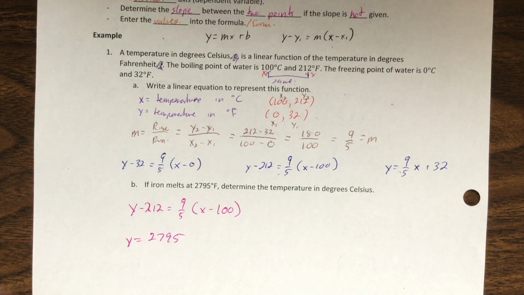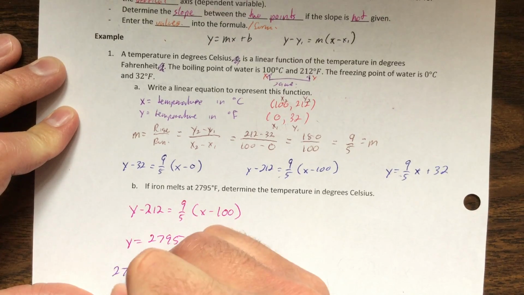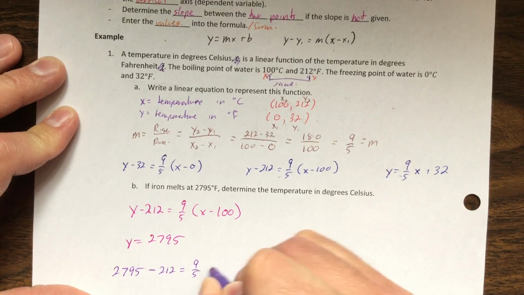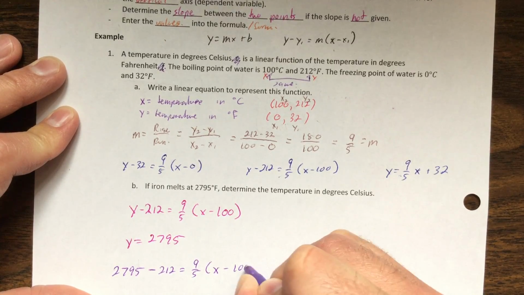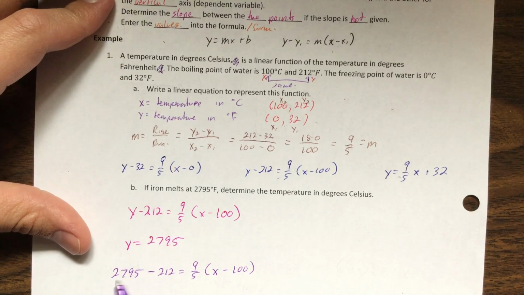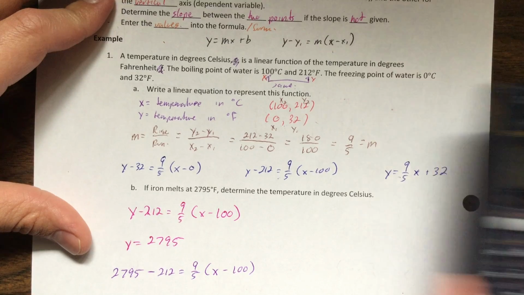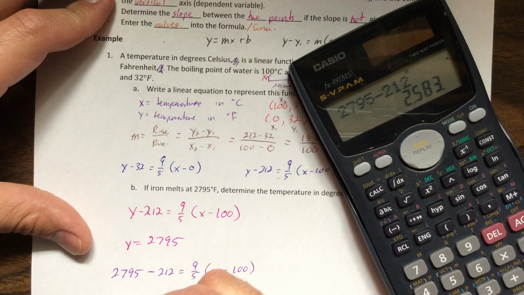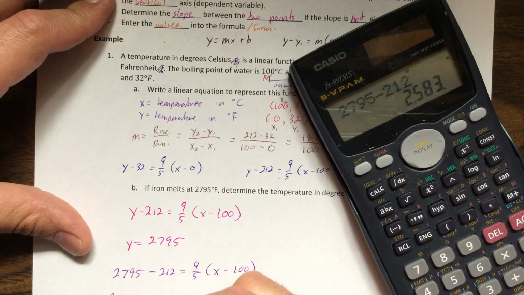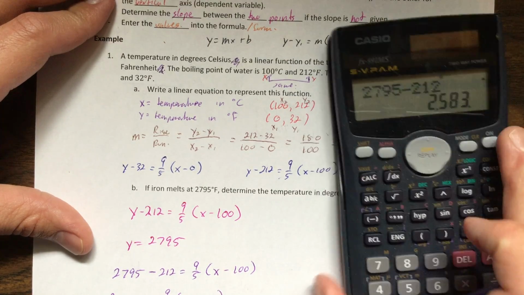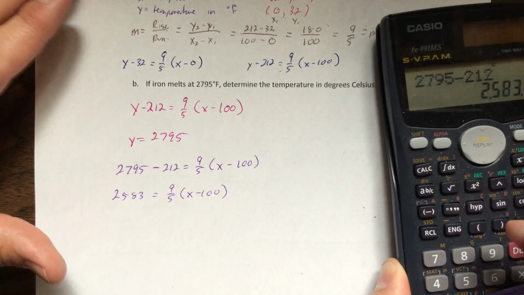Let's try to get a different color. So 2795 minus 212 is equal to 9 over 5 x minus 100. Solve what we can. Here we can subtract these already. So 2795 minus 212 is 2583, and that is equal to 9 over 5 x minus 100. Oh, there we go, sorry, move that up a little bit.